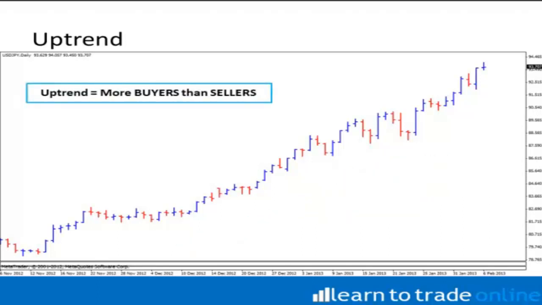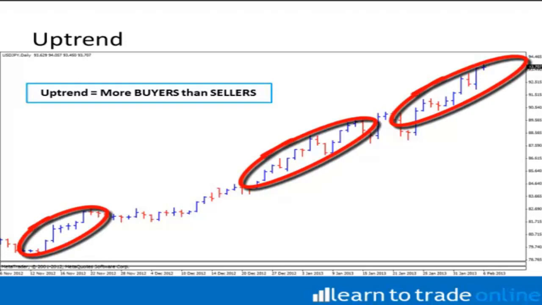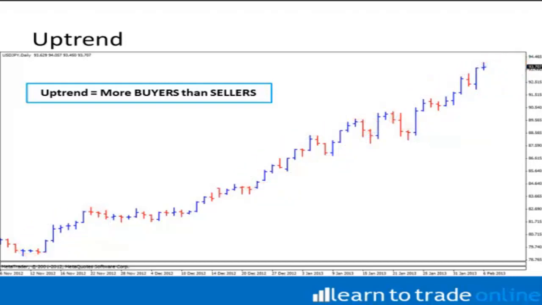In an upward trend, you've got more buyers than sellers. That means you've got more blue buyer bars than you've got red seller bars. And if you look at the individual bars there, I'm not going to ask you to count every single one, but you can certainly see that there's more blue buyer bars than there are red seller bars.